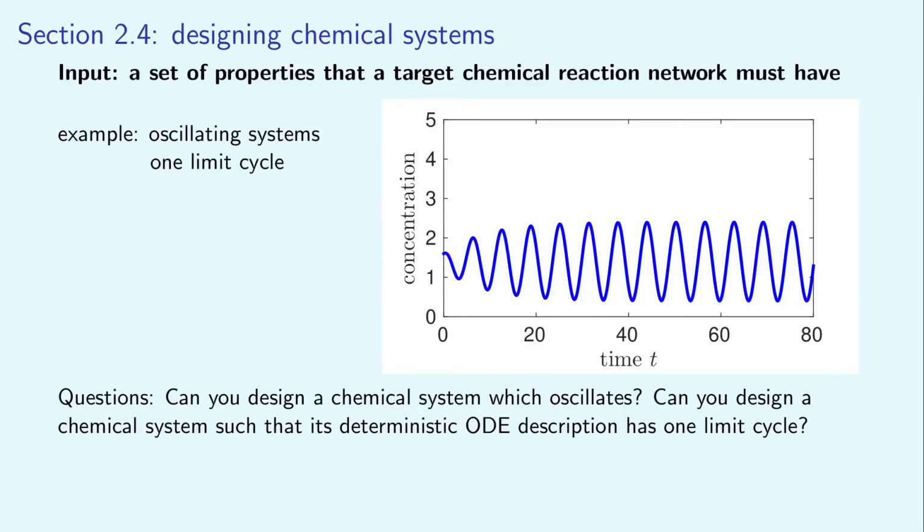There are many different answers to these questions. One possible output is system 2.9, which we studied in section 2.2. We showed that this system has a stable limit cycle for some parameter values, so it can be used as a possible answer to our questions. There are many other answers, and your answer could be different than mine.